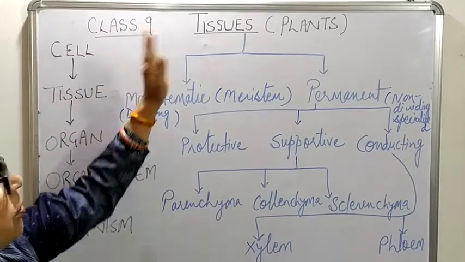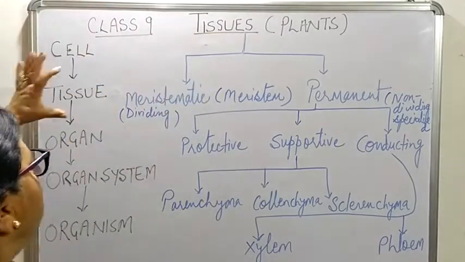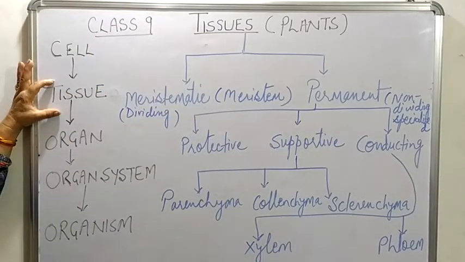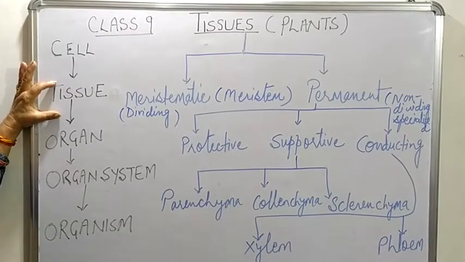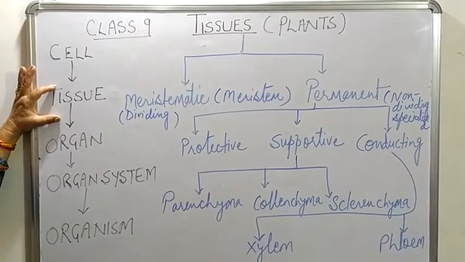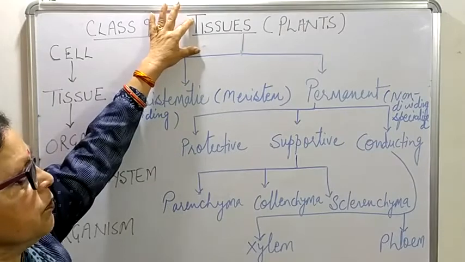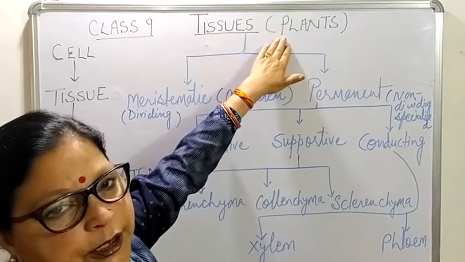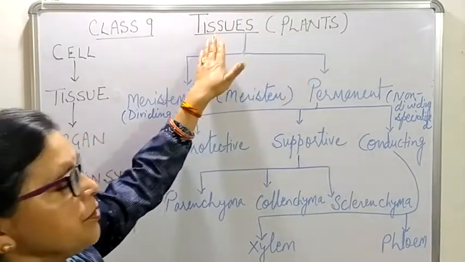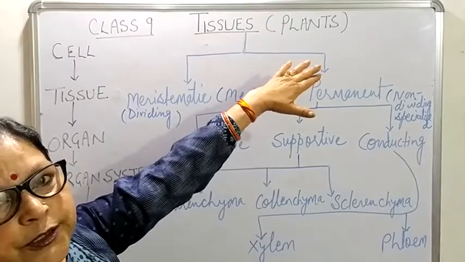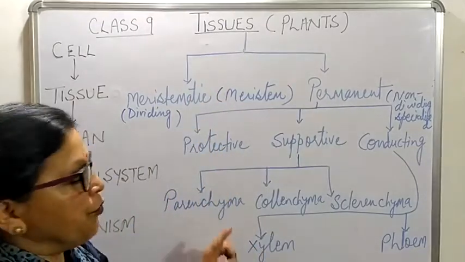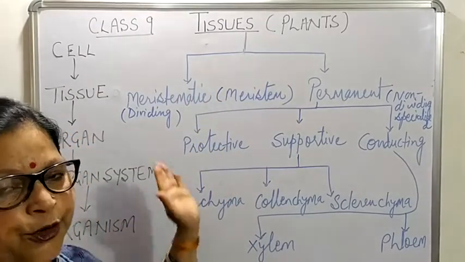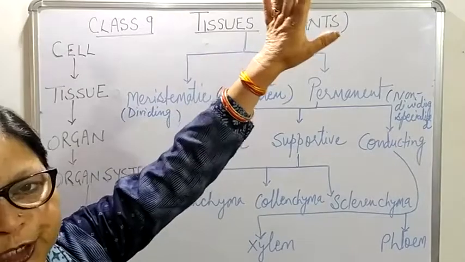Now we'll come to the term tissues. As I have told you, tissue is a group of similar cells performing a special type of function. Since plants and animals are different, plant tissues and animal tissues are also different. First, I will be telling you about all plant tissues with the help of a flowchart, and later on we will be discussing animal tissues.